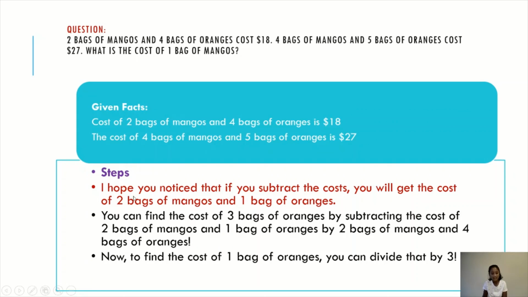So that means 2 bags of mangoes equals $6. Now let's divide that by 2. 6 divided by 2. 6 divided by 2 equals 3. So the answer is 3. I hope all of you mathematicians got that one right.